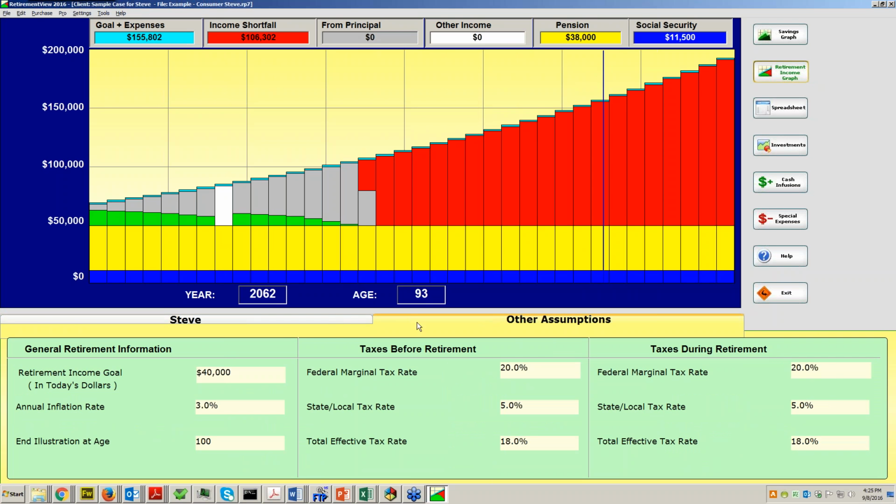Let's say during retirement, the tax rate should be around 23% overall. Okay, so I'm going to just enter 23% then. Please. And before retirement, it's more about 28, let's say. All right, 28 for before, please.